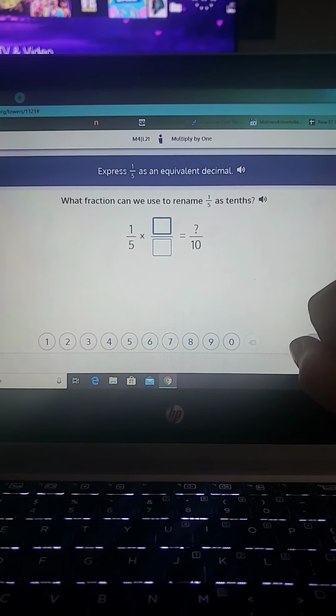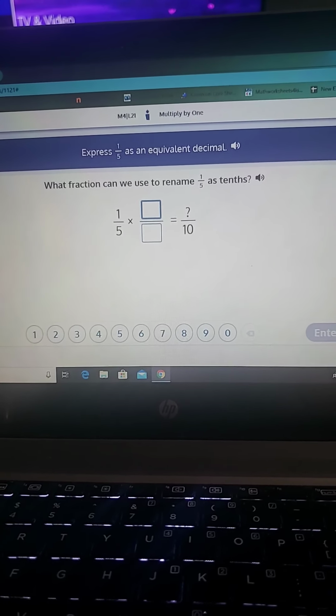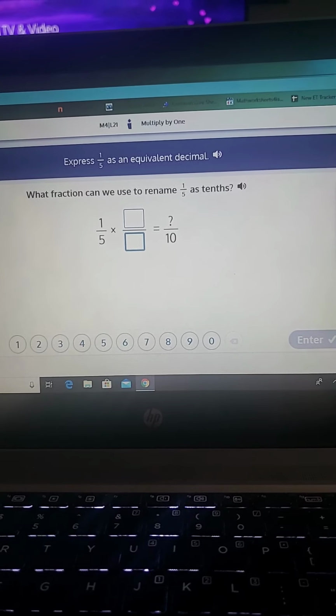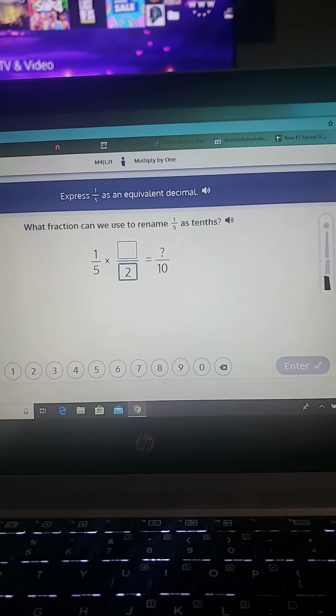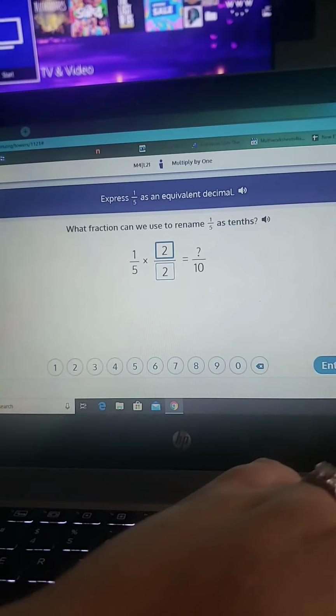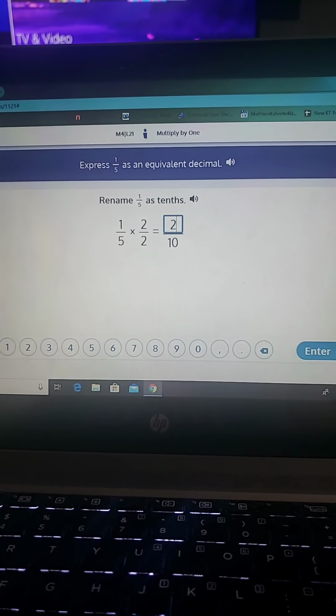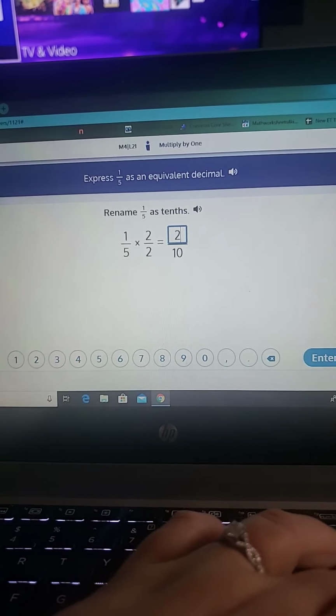Okay. This next one, you want to change 1/5 to something over 10. So I'm going from 5 to 10. What did I multiply 5 by to get to 10? 2. What I do to my bottom, I do to my top. So that equals 2 tenths because 1 times 2 is 2.